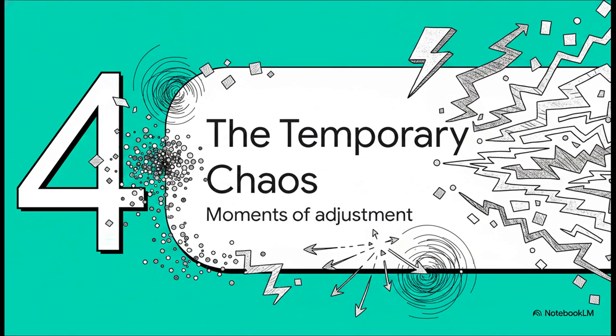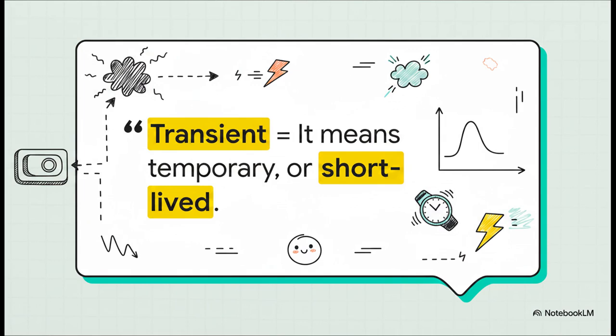Which brings us to section 4, the temporary chaos. Let's talk about moments of adjustment. Of course, circuits, much like your life in college, right, aren't always perfectly ordered. They face moments of sudden, abrupt change. When you flip a switch, the circuit doesn't just instantly know what to do.